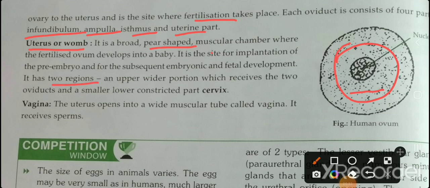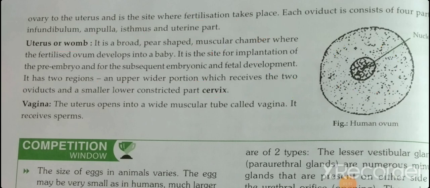One is the upper wider portion, which receives the two oviducts, that is the fallopian tubes, and the lower part is the constricted part, which we call the cervix. Okay, so you might have seen a structure like this. So this part we call the cervix.